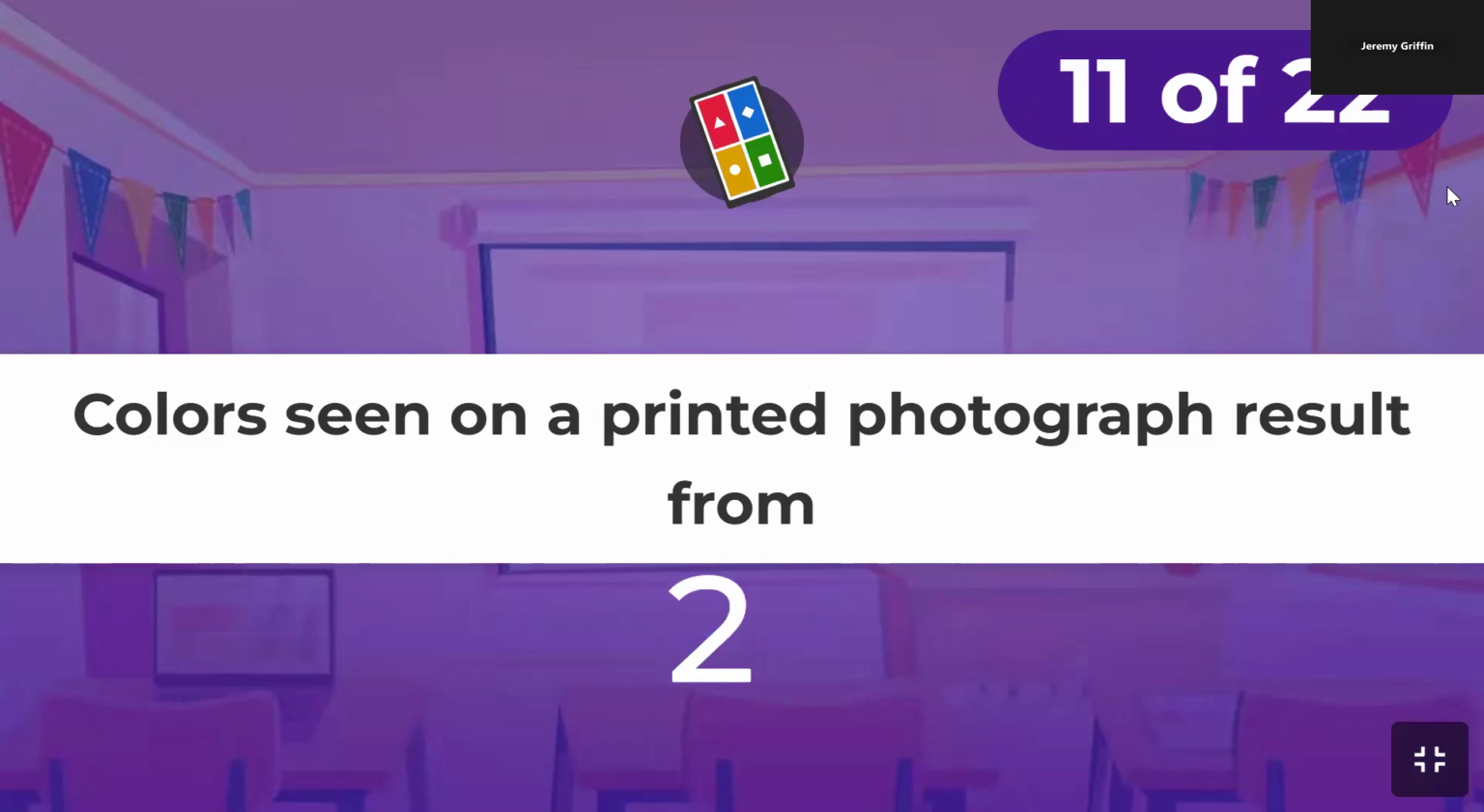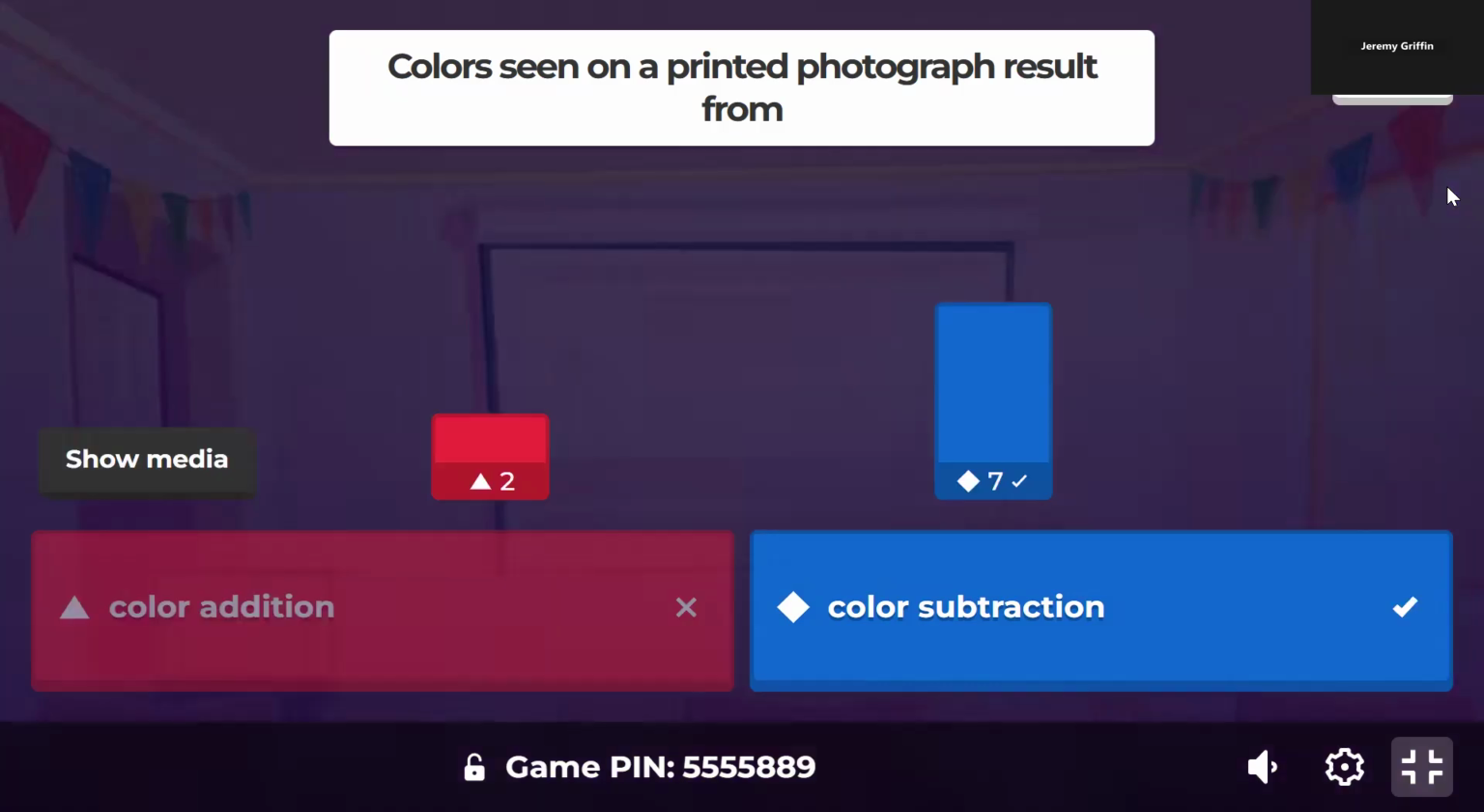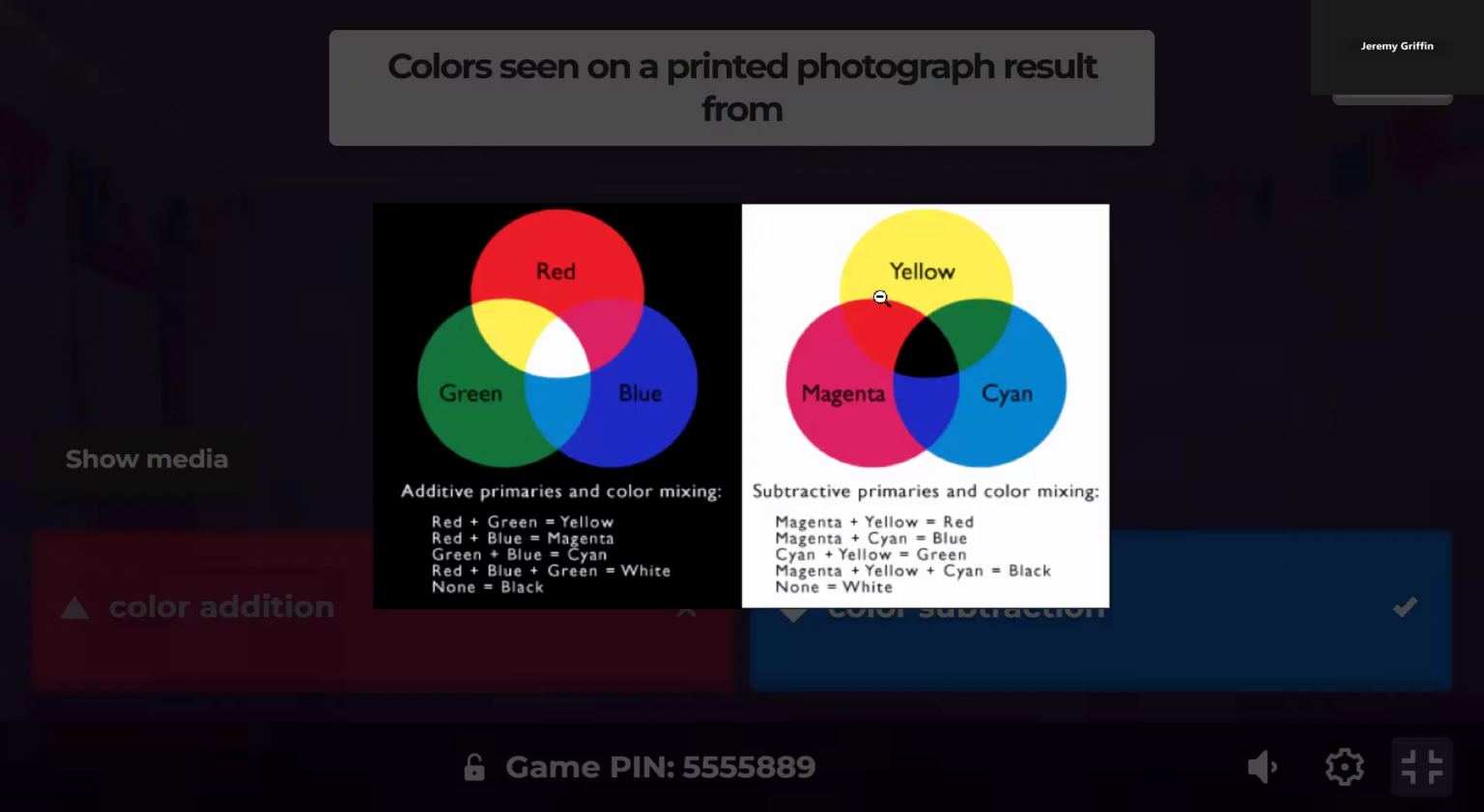Here we go. Printed photograph. You print a photograph from your color printer. It's the exact opposite. So this is color subtraction. This is how ink works. You have 3 color inks in your color printer. Suppose you run yellow ink and blue ink at the same time. Yellow ink reflects everything except for yellow, but there's also these other colors in there too.